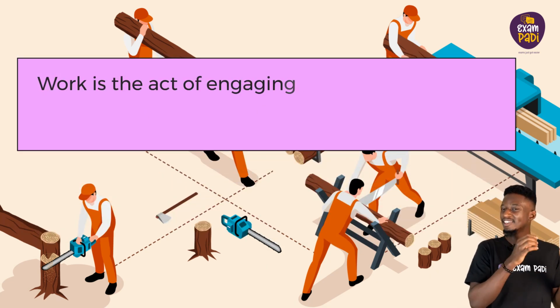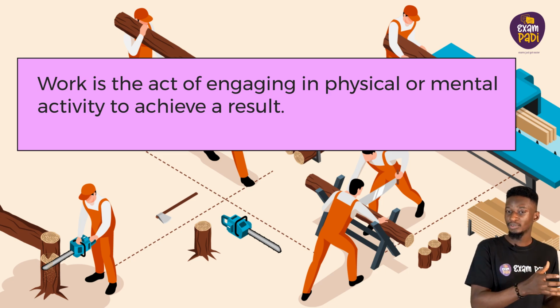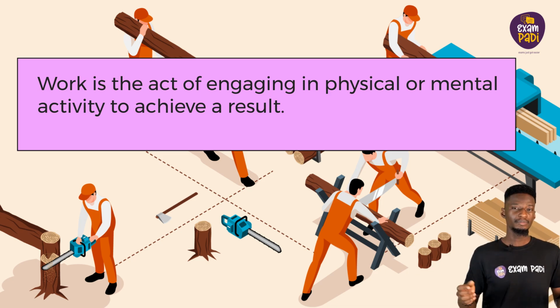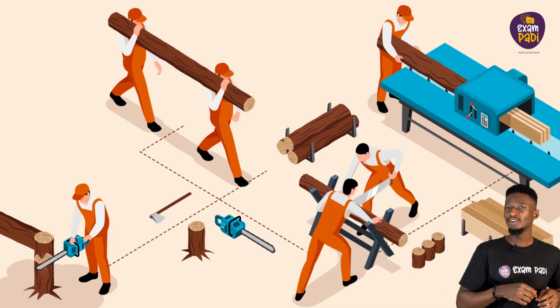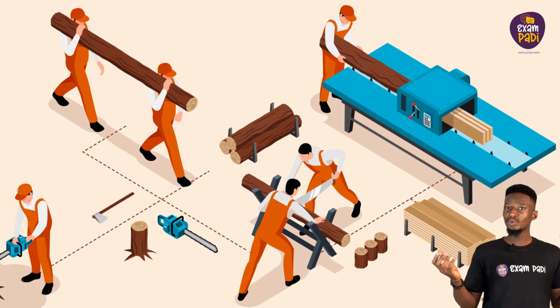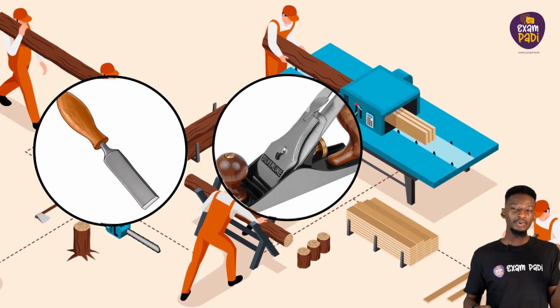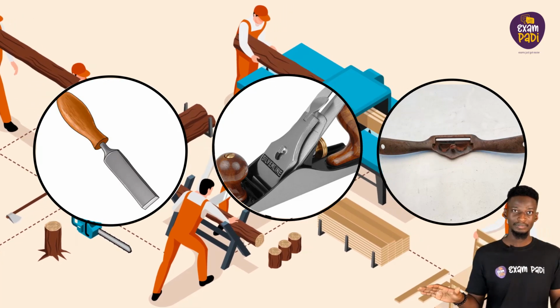Work is the act of engaging in physical or mental activity to achieve a result. Therefore, woodwork is the activity or skill of making things from wood. Examples of woodwork tools are chisels, planes, spokeshaves, and so on.